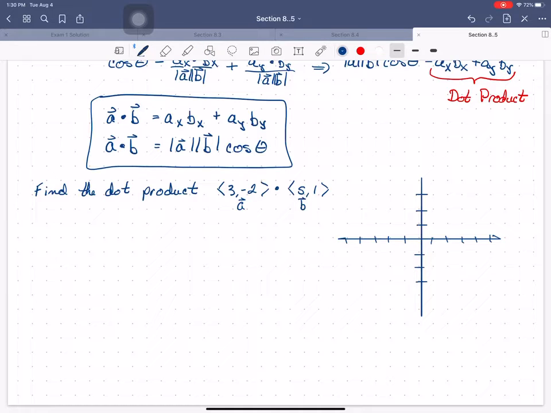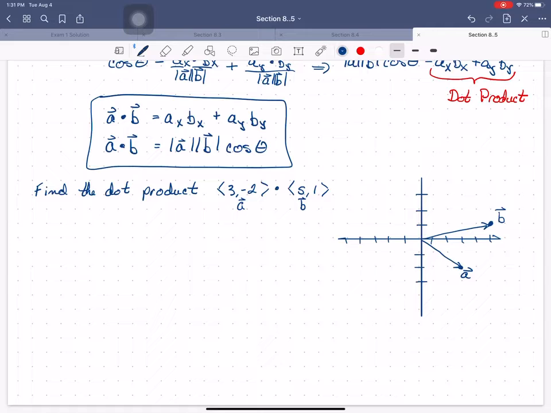All right, so vector A is 3, -2. Looks like this. That's vector A. And vector B, sorry, that's not a very good drawing. Let's try that again. There we go, that's better. That's vector A. And vector B is this guy.